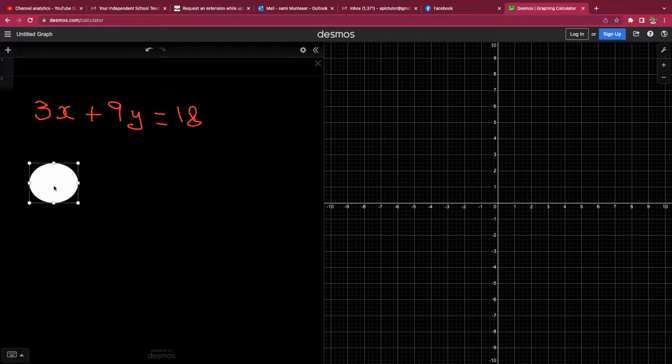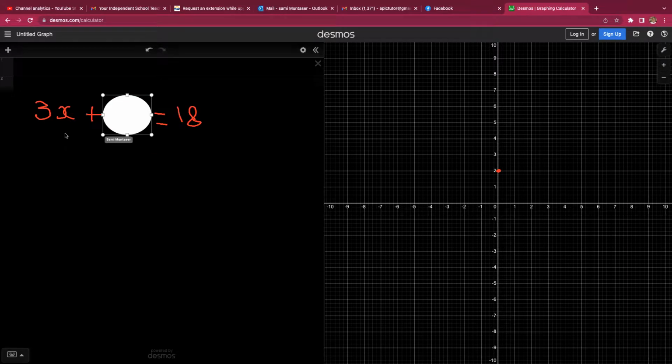Okay, let's start. The y-intercept is 2. The x-intercept, it's 6 because 3 times 6 is 18. Now go ahead and graph it. Maybe just a little bit more than 5 seconds, but you could graph this really quick.